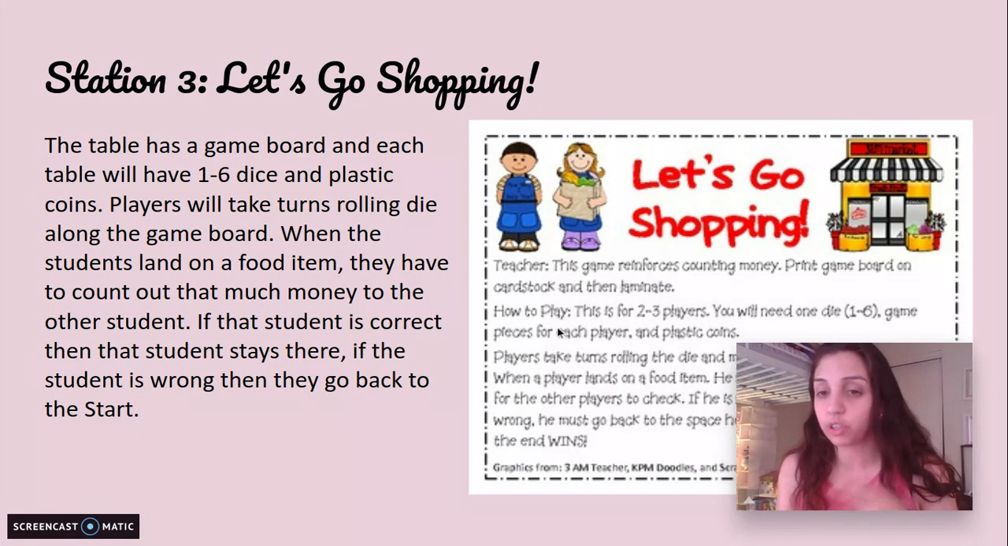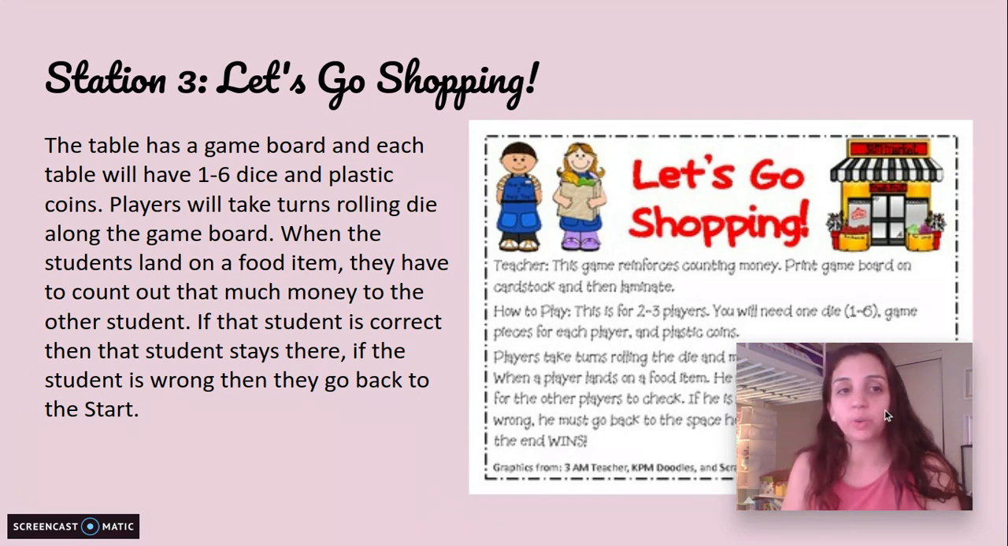This is for 2 to 3 players. You'll need 1 die, game pieces for each player, and plastic coins. So we're using plastic coins in this one. The students roll the dice and that tells them how many spaces to go. Depending on whatever they land on, what it says, that's what they're going to do.